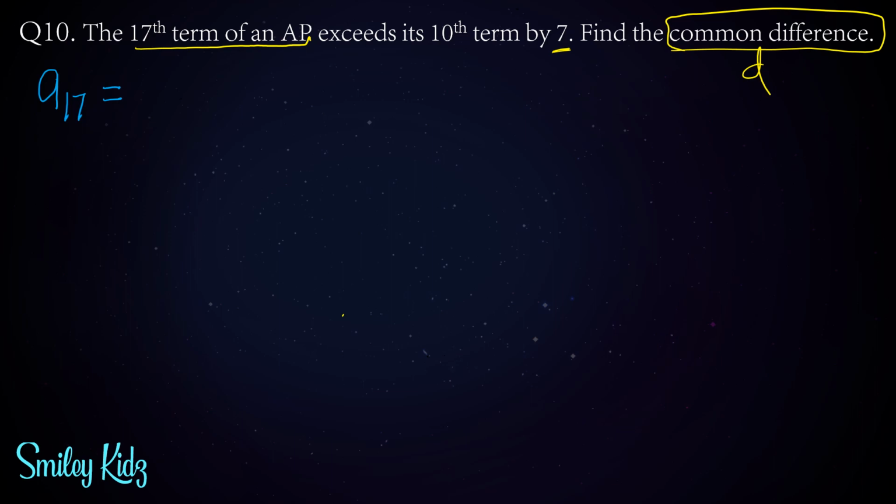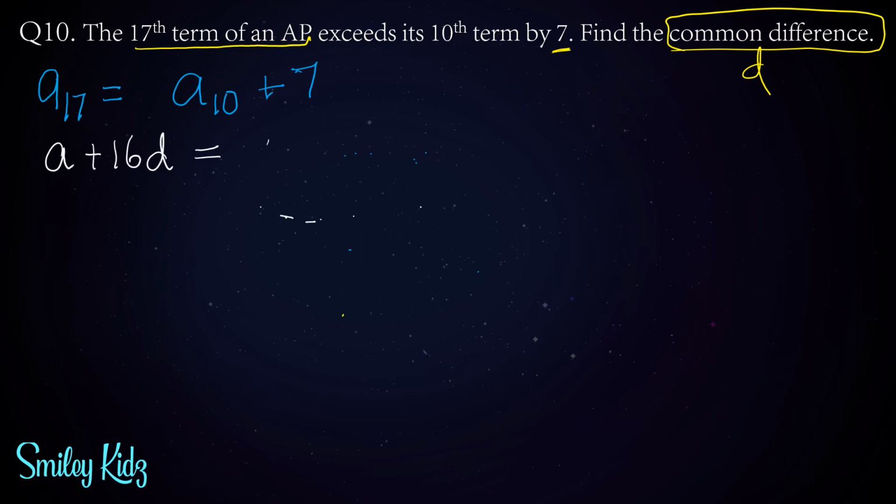Now what is the 10th term over here? A10. By how much? By 7. Isn't it? The 17th term of the AP exceeds its 10th term by 7 is given by this equation. Alright, everyone. This is the equation. Now, we know that A17 is A plus 16D.